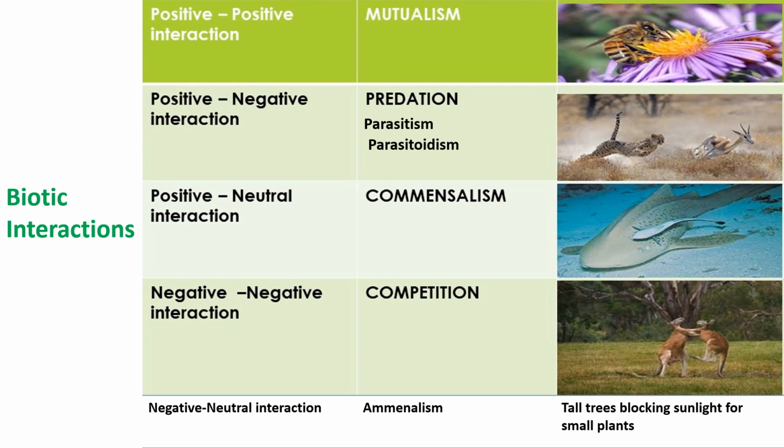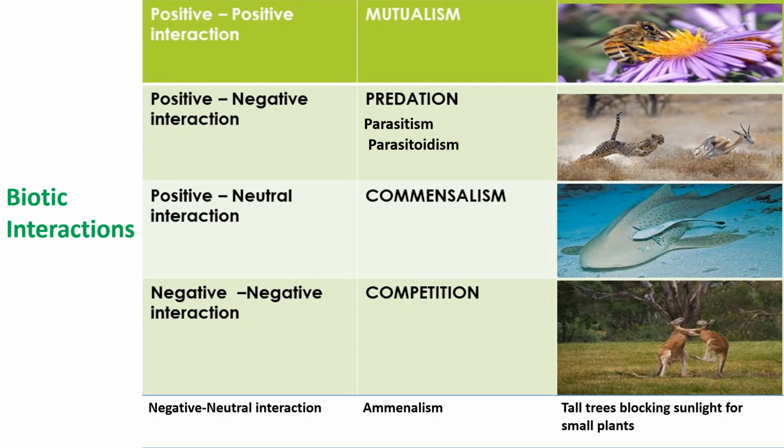When one species benefits and the other is not affected, it is called commensalism. Here you can see a small fish using the body of a large fish for transportation. As the large fish is unaffected, it's an example for commensalism.